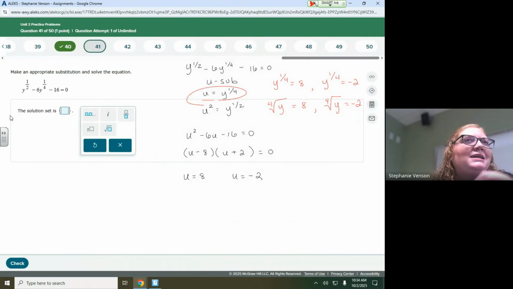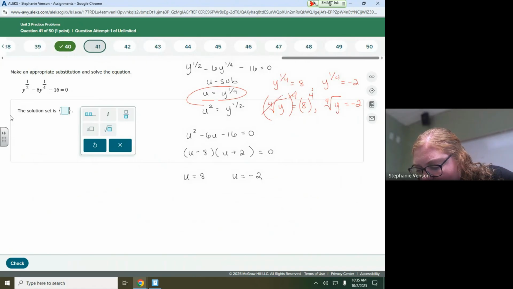Okay, so last time we had cube root, so we cubed both sides. This time we have 4th root, so we'll raise both sides to the 4th power. So far, pretty normal. Okay, so 8 raised to the 4th power is 4,096. So y equals 4096. Okay, this is where it's different.